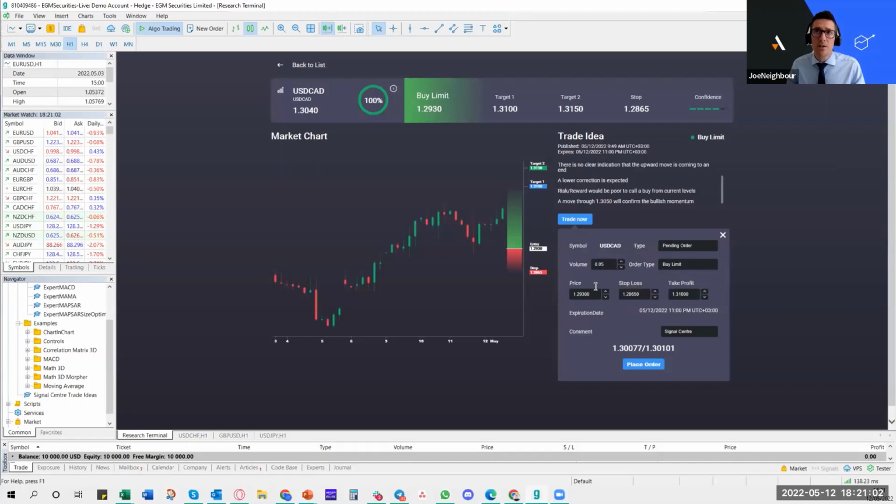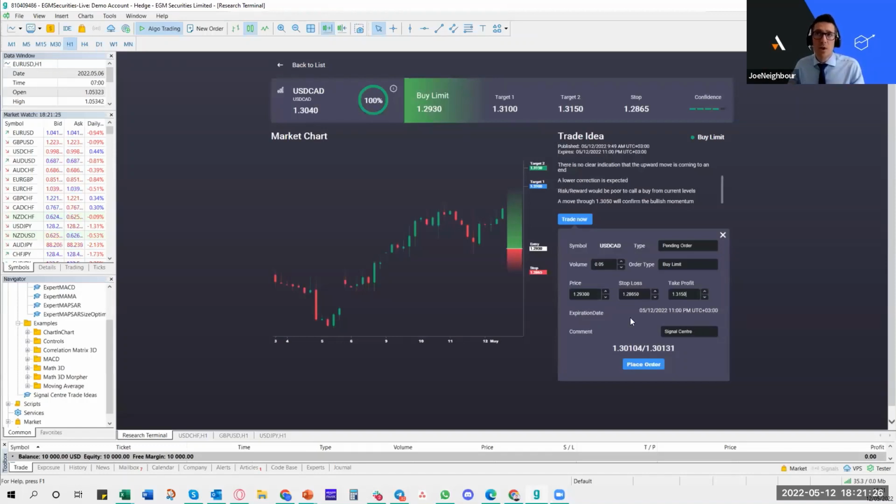Then we have the price. So this replicates what it is that we're looking to do up here. We're looking to buy at 129.30. We've got the stop loss, which is taken from here, and the take profit as well. We've just got the first target in here. If you wanted to amend this to the second target, if you were feeling ultra bullish about dollar CAD and the setup that we've got here, then of course you can do that as well.